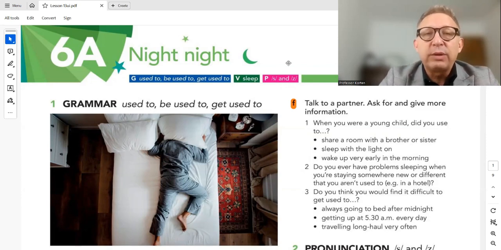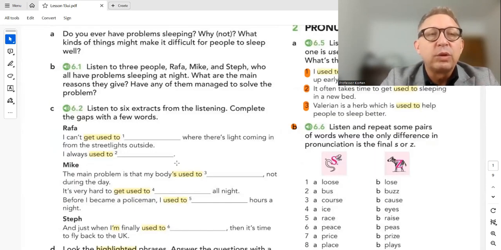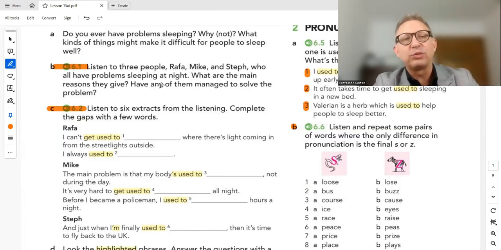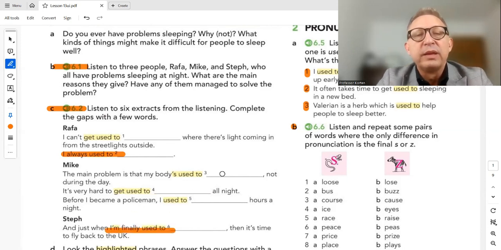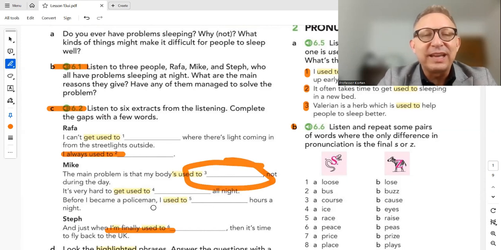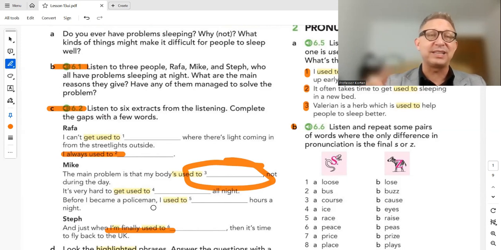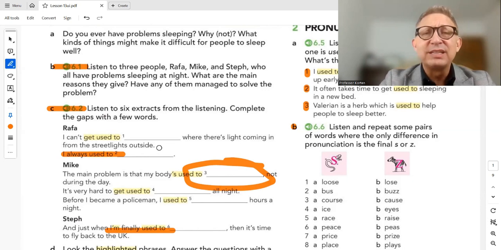All right, let's go ahead then and look at what we're going to do. Now, straight away, you all have listening files that are going to help you get through all of this. You're going to be introduced to used to, get used to, and be used to, and then filling in the ending, because one of the difficulties is that they have different endings. Sometimes ing, sometimes the infinitive.